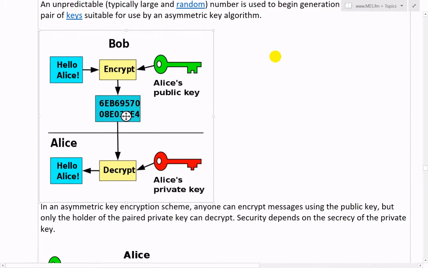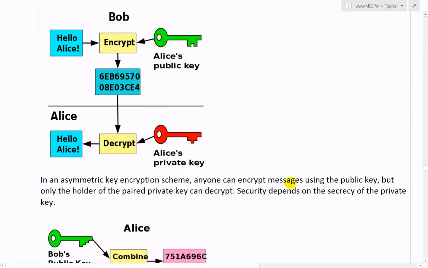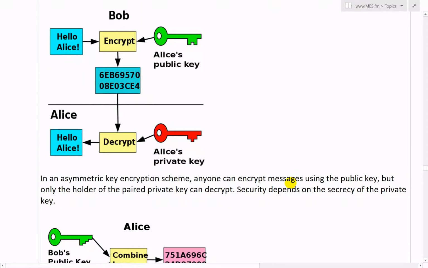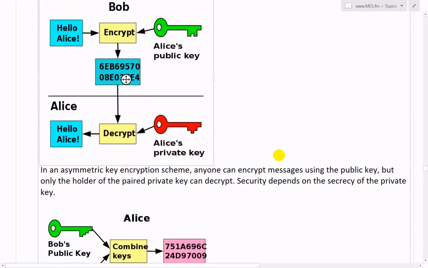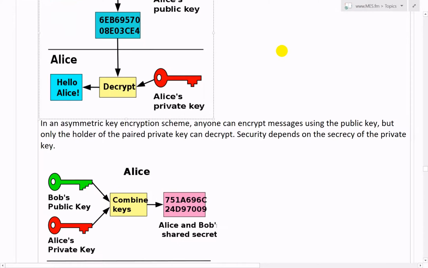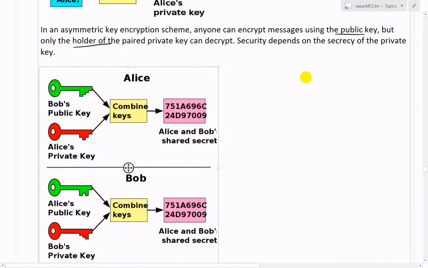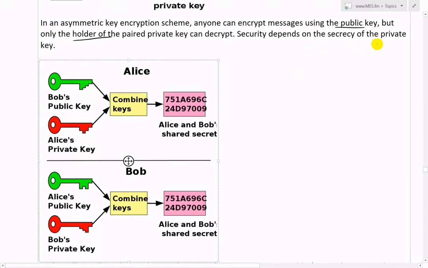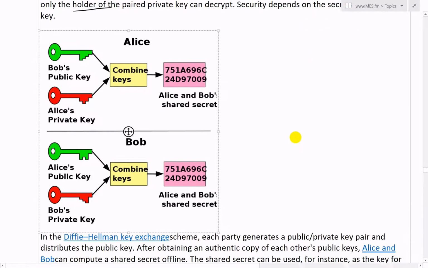Again, here's that same image as above. So you encrypt with Alice's key. This is Alice's public key, and it can only be decrypted by Alice's private key. You could use anyone's other public key, you just go take somebody else's, Ken's or someone else's, but only their private key can unlock whatever the message was. So in an asymmetric key encryption scheme, anyone can encrypt messages using the public key, but only the holder of the paired private key can decrypt.